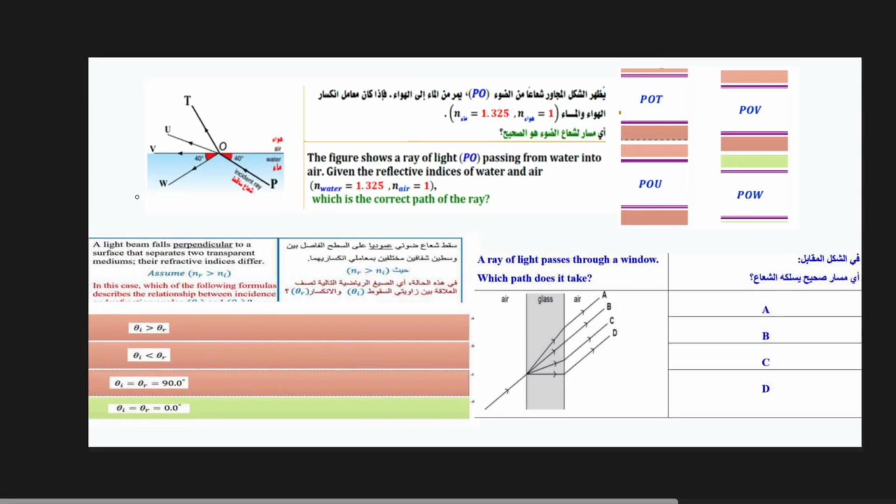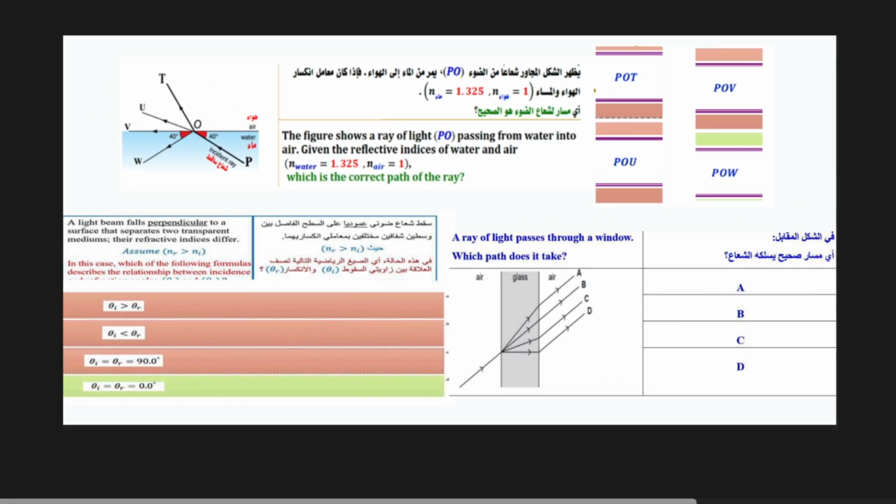So let's solve these questions. As you can see here, let's have a look at the first question. The figure shows a ray of light that is PO. Let me zoom in a little bit so we can see it. So this is the primary beam of light, PO, and it is passing from water into air, given the refractive indices of water and air. So we have N water and N air. What is the correct path of the ray? Where does it go? Now I know the answer is already there, but let's prove it.